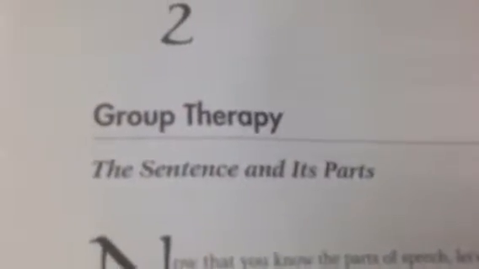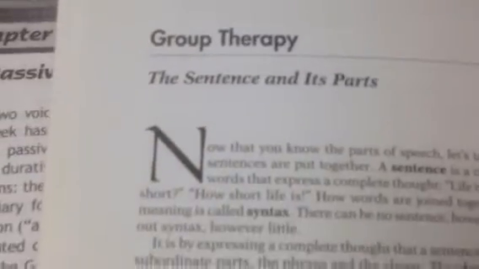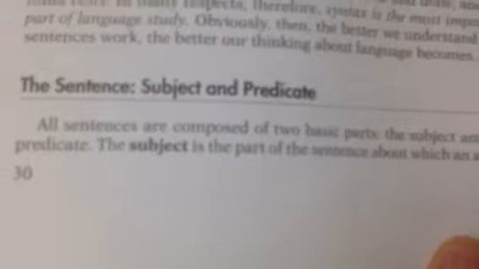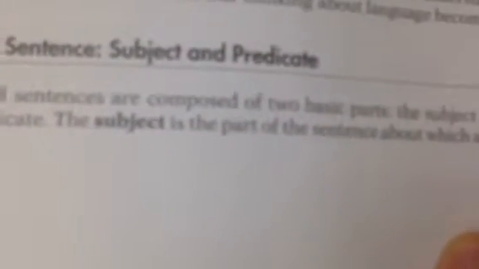And let's look over and see what else we have. This chapter is called Group Therapy, the Sentence and its Parts. Remember that we talk about the subject nominative. All sentences are composed of two basic parts, the subject and the predicate. The subject is the part of the sentence about which an assertion is made by the use of a finite verb. Fire burns. The predicate is the part of the sentence that makes an assertion about the subject by using a finite verb. Fire burns.